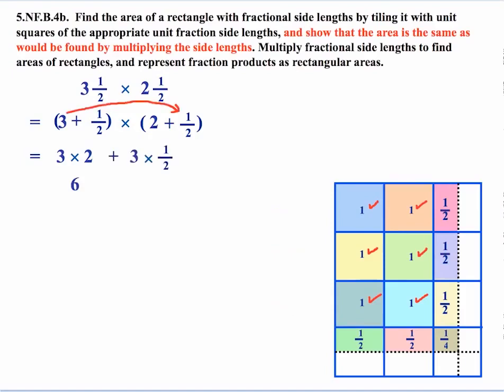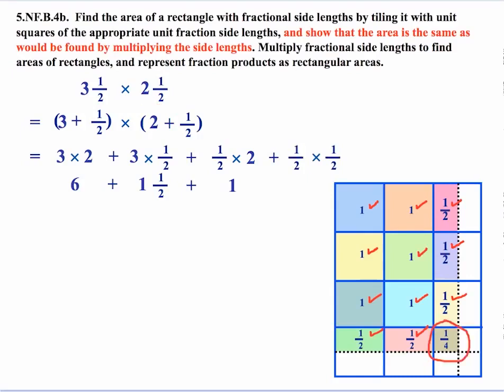Next we have to multiply 3 times 1/2, and if we connect that back to our model, oh, there's 3 halves right there, which would be 1.5. Now we have to multiply 1/2 times 2. But it might be better to look at this as 2 halves. That way when we look at our model, oh, here's the 2 halves. So that gives us 1. Last but not least, we have to multiply 1/2 times 1/2. And if we connect that to our model, there's our 1/4.